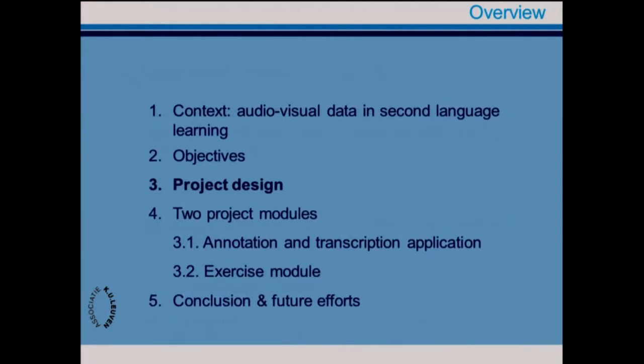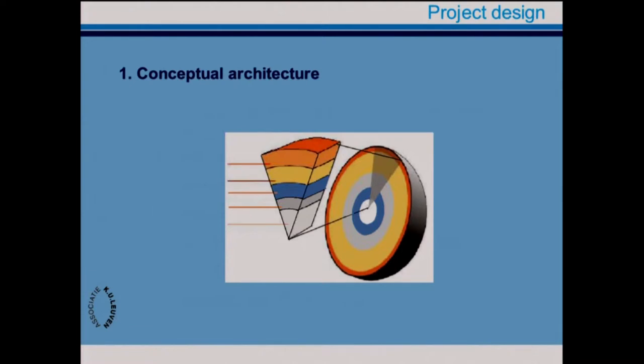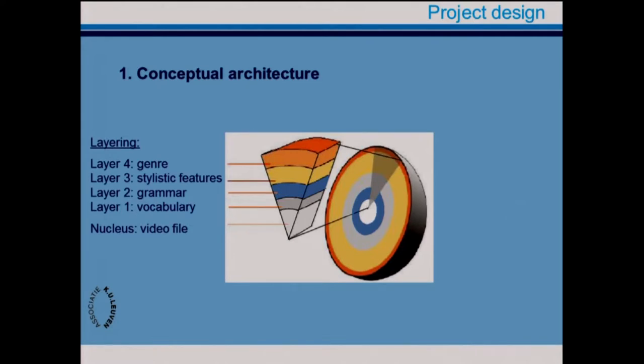Now, I will talk about the conceptual project design, and I will tell you something about project partners. So, the starting point for our project was the design of the conceptual architecture. We want to attach to every video file, here represented as a nucleus, different parameters on various levels. So, this is the principle of layering. First layer would be vocabulary features, second, grammatical features, stylistic features, and genre.